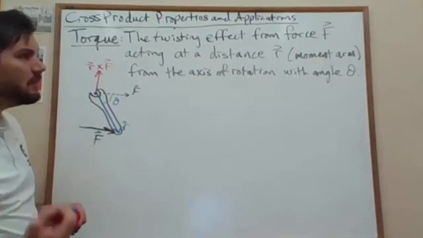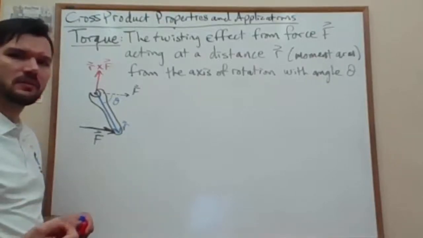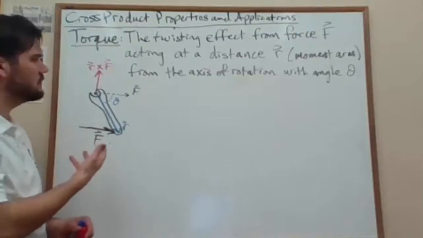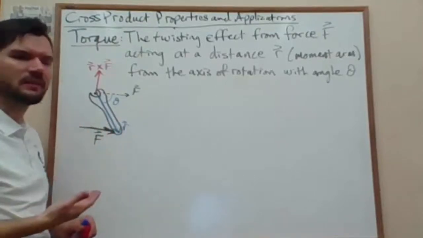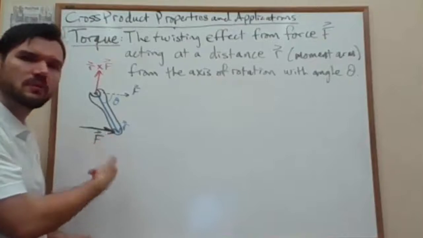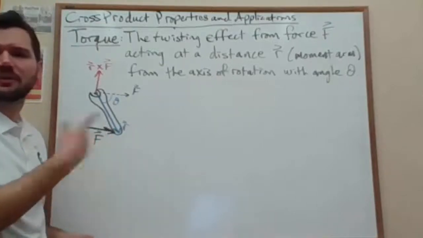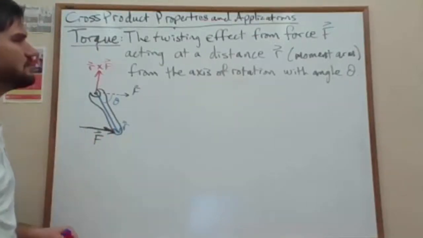Those quick ways of remembering how to tighten and loosen bolts are just the results of applying the cross product to a force that's moving the moment arm counterclockwise or clockwise. Okay, cool.